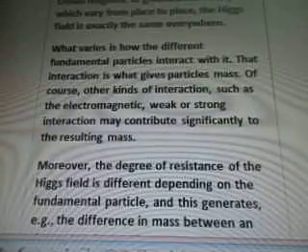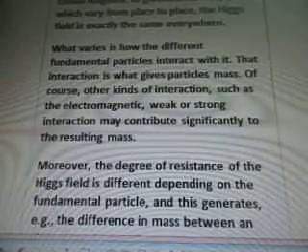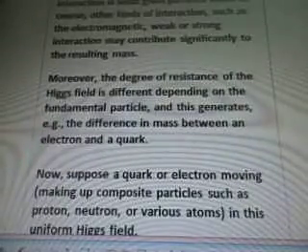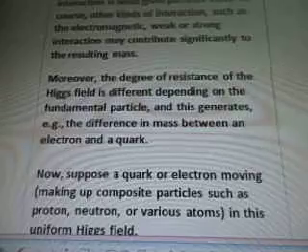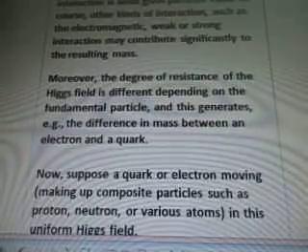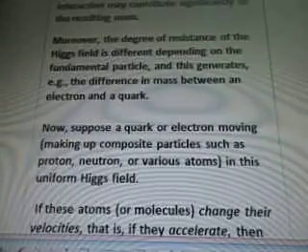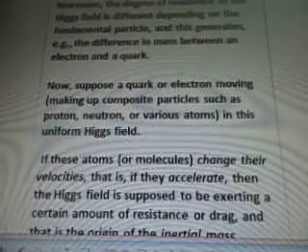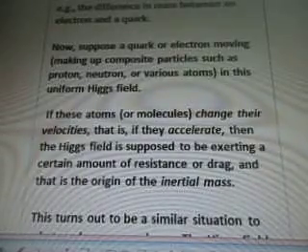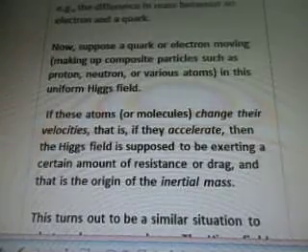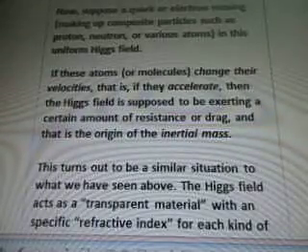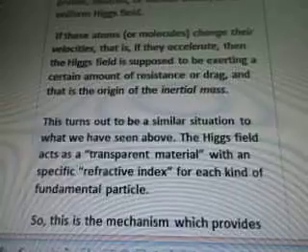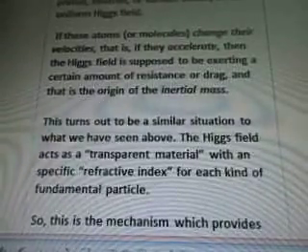"Of course, other kinds of interaction, such as electromagnetic, weak or strong interaction, may contribute significantly to the resulting mass. Moreover, the degree of resistance of the Higgs field is different depending on the fundamental particle, and this generates the difference in mass between an electron and a quark. Now suppose a quark or electron making up composite particles such as proton, neutron, or various atoms in this uniform Higgs field. If these atoms or molecules change their velocities, that is, if they accelerate, then the Higgs field is supposed to be exerting a certain amount of resistance or drag, and that is the origin of the inertial mass."